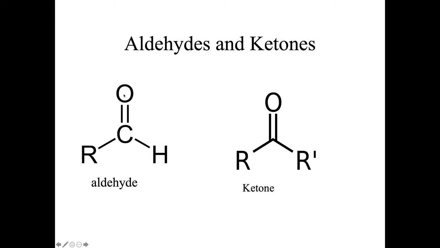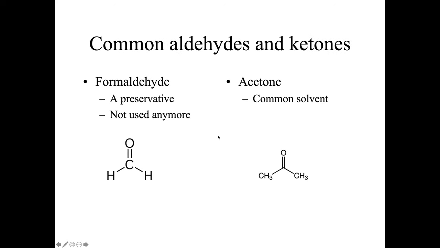So a carbon-oxygen double bond is called a carbonyl, C-A-R-B-O-N-Y-L. An aldehyde is a carbon and then a carbon-oxygen double bond and a hydrogen. And a ketone just means that the carbon that has the oxygen has two carbons. R and R prime just mean that they can be different R groups. They could be the same R group as well. So just some examples.